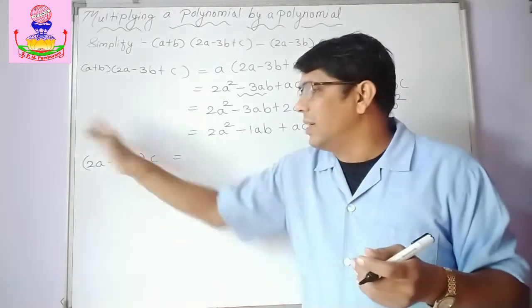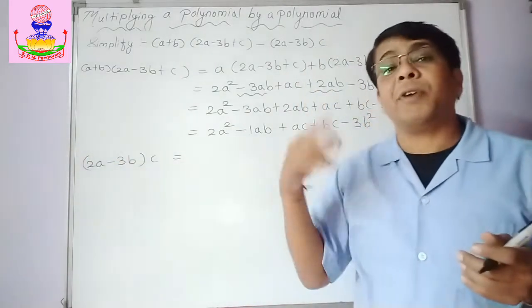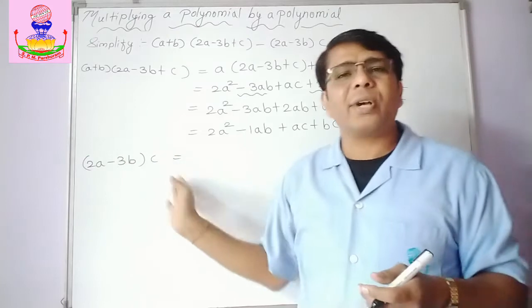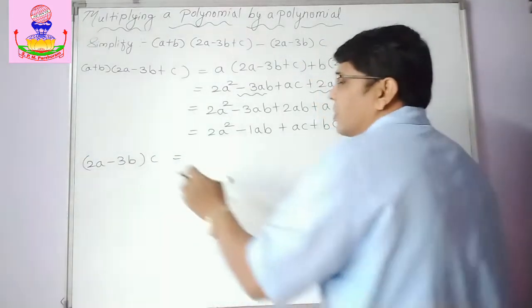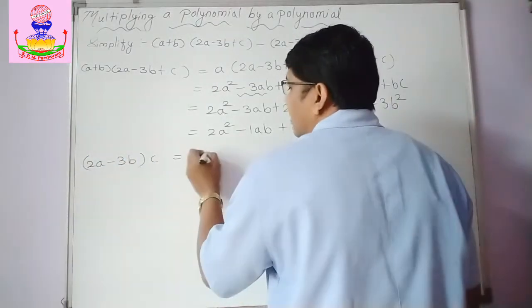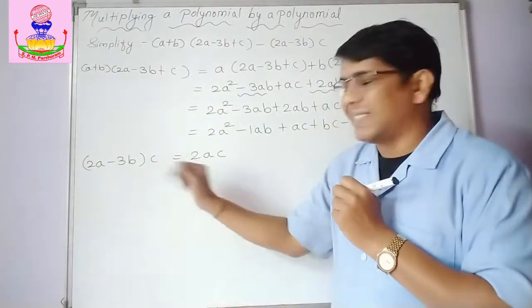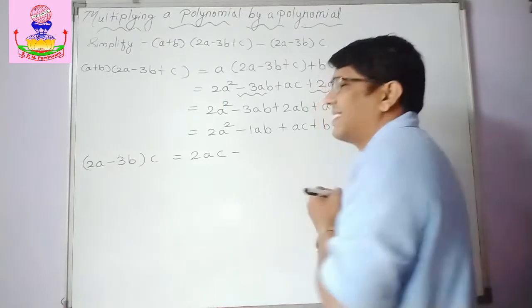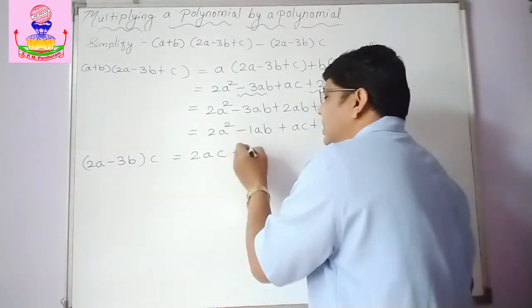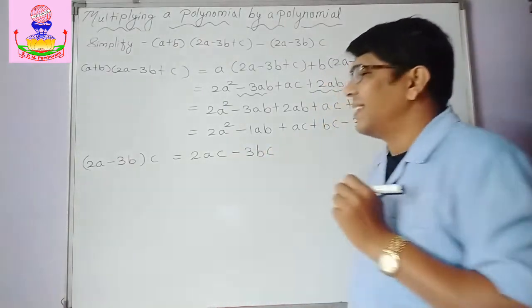So you can take it like this, c into 2a minus 3b if you find it difficult, or directly you can multiply. Doesn't matter. So c into 2a, 2ac, right? Minus into plus, minus 3b into c, 3bc.